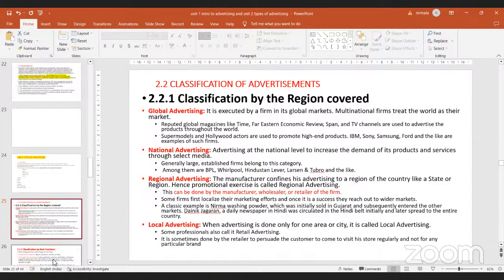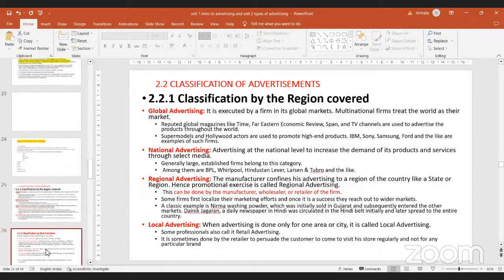And when it comes to local advertising, it is done only for one area or a city where you want to reach out to your target local population, which would regularly visit your retail shops or maybe the shopping malls. So here it is generally done by the retailers to persuade their consumers to come and visit the store regularly and to purchase the products of a particular brand or different kinds of brands which are available in these shops or shopping malls.